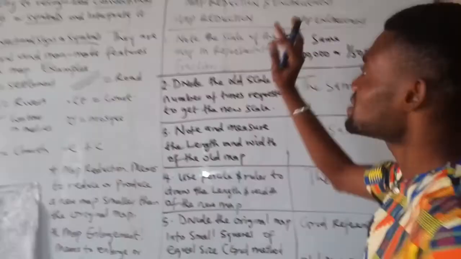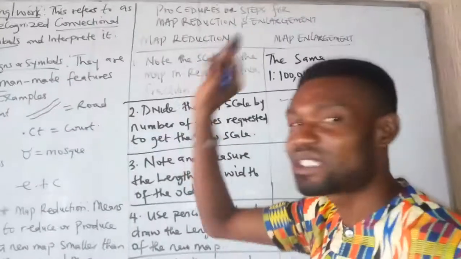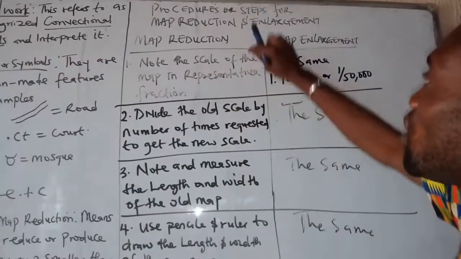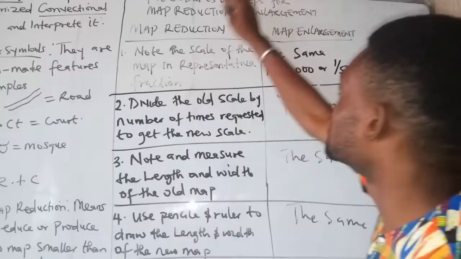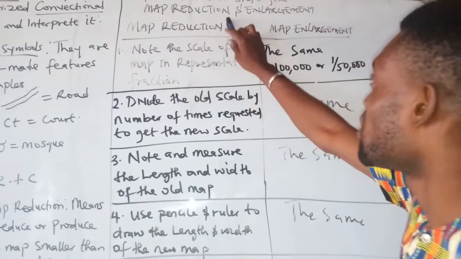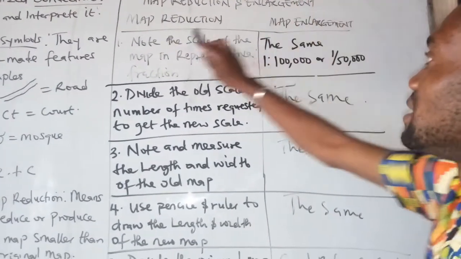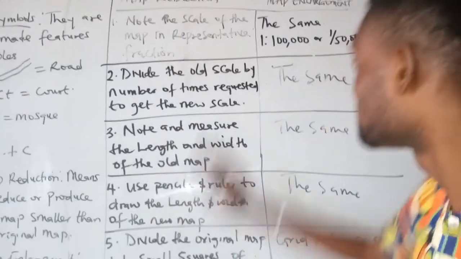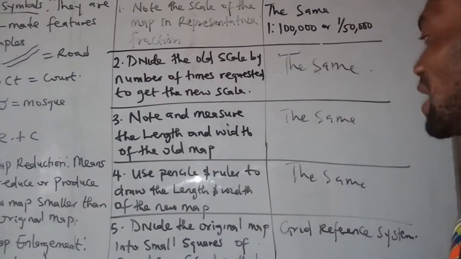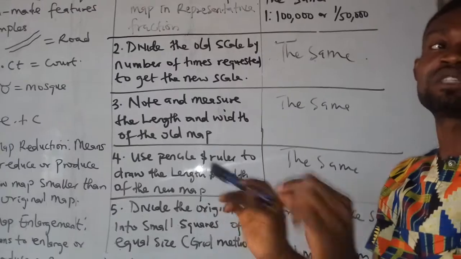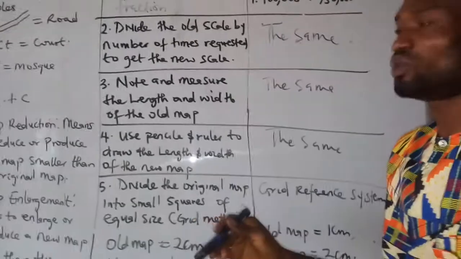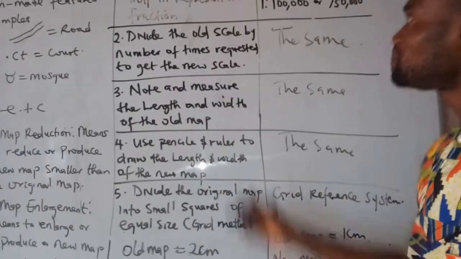Now, the final step, which is our specific objective number 2, is to know and also understand the procedures or steps for map reduction and map enlargement. Now, this one is for map reduction, this one is for map enlargement. They have the same similarities but one or two differences which I will point out on the board.